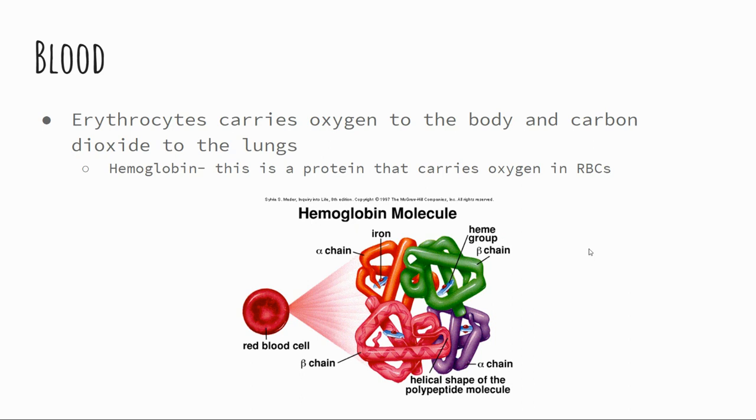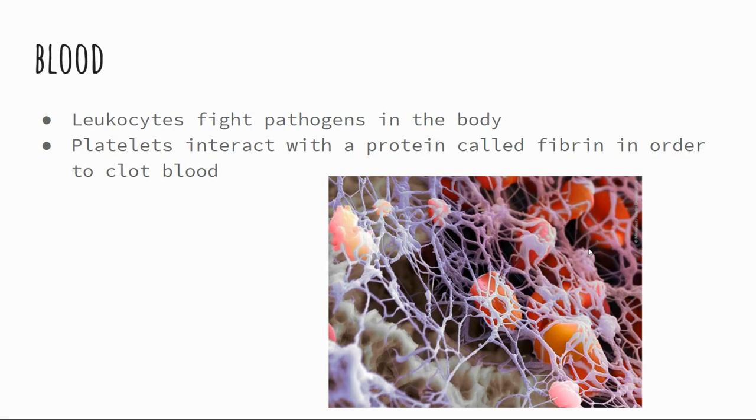Erythrocytes or red blood cells are going to carry oxygen to the body and remove carbon dioxide from the body to the lungs for it to be removed from the body. Hemoglobin is a protein that carries oxygen in red blood cells. Leukocytes are your white blood cells, and in review, they fight pathogens in the body, and platelets interact with a protein called fibrin in order to clot the blood, and that's what you see here in this picture.